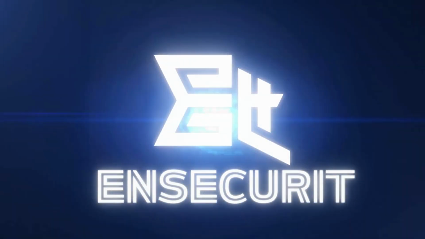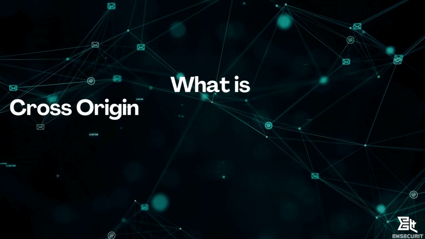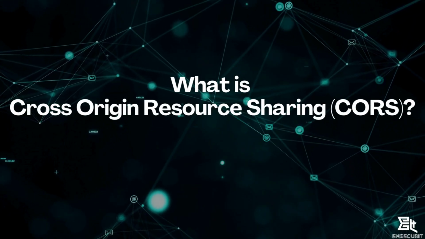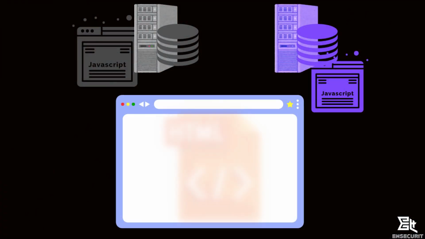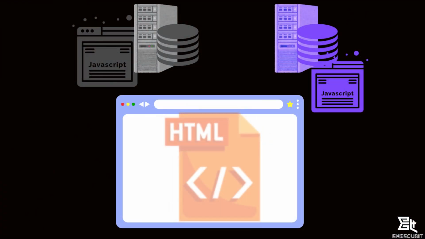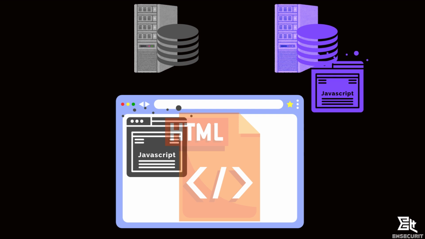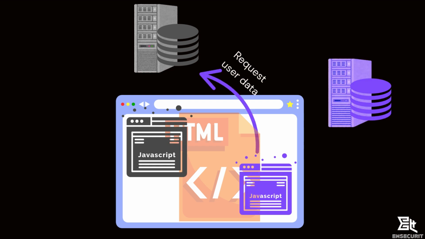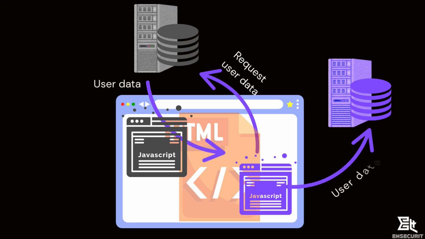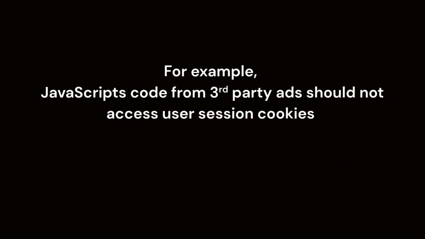Before diving into the vulnerability, let's first understand cross-origin resource sharing, CORS, and its role in web security. When you load a web page, it consists not only of HTML, but also multiple pieces of JavaScript code, often loaded from different origins. While loading JavaScript from external sources improves functionality, it also introduces security risks by potentially allowing external domains to access user data.